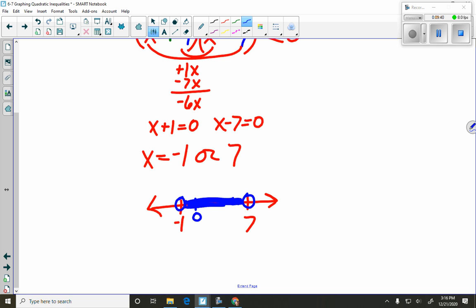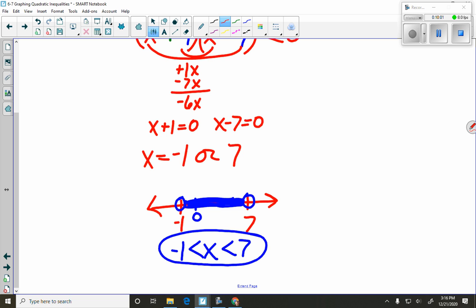Now, how do I write my answer? Looking at this, I know that I'm shading in between. Because it's an and, I can write the x only once. And I'm going to say that x is bigger than negative 1, and x is also smaller than 7 at the exact same time. And so if it's an and, you write it together kind of like this.